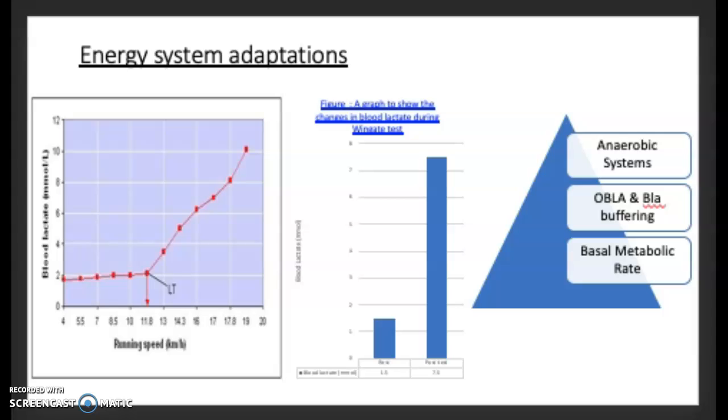As you can see in the figure on the right, showing the changes in blood lactate during a Wingate test, before adaptations, this is what the graph looks like, with the resting blood lactate level at around 1.5 millimoles, and post-test the lactate level is around 7.5 millimoles. However, after adaptations, the blood lactate levels would show lower pre-test, at around 1 millimole.